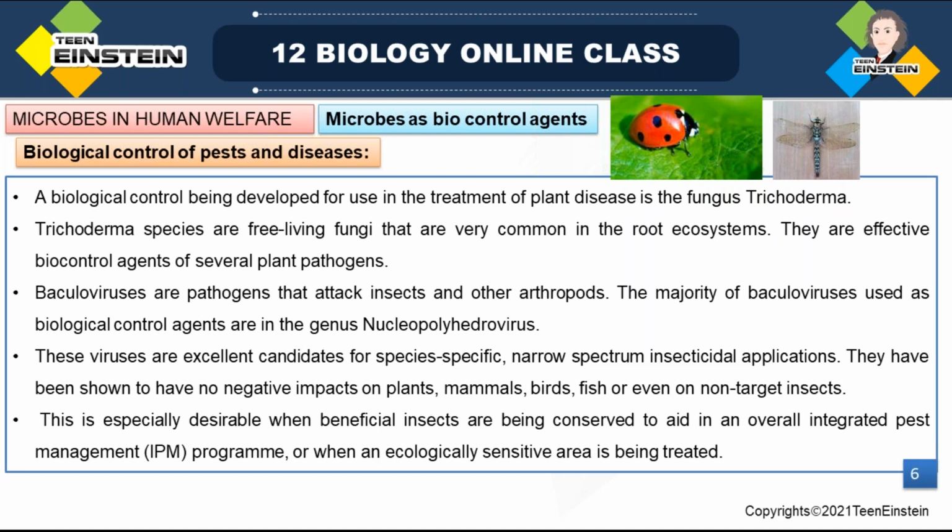Then another one is the fungus Trichoderma. That is another biological control, developed for the treatment of plant disease. Here you can see that Trichoderma species are free living fungi. They are fungal species, they are free living, and in the root ecosystem they are very common. In the root ecosystem, these Trichoderma species are very common and they can protect from several plant pathogens. When it is present, it will protect from plant pathogens.